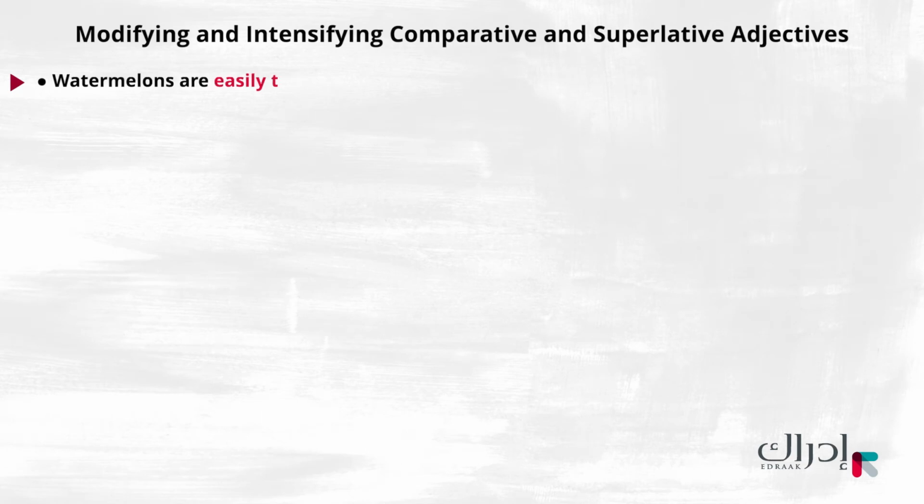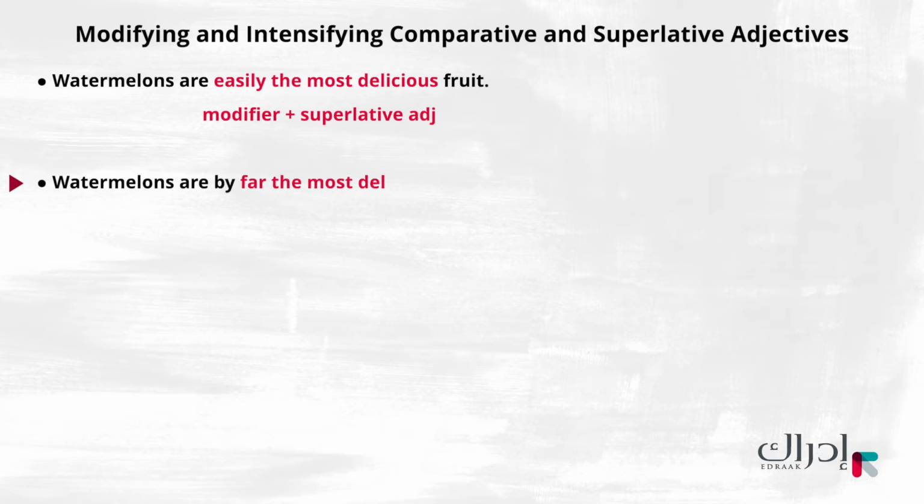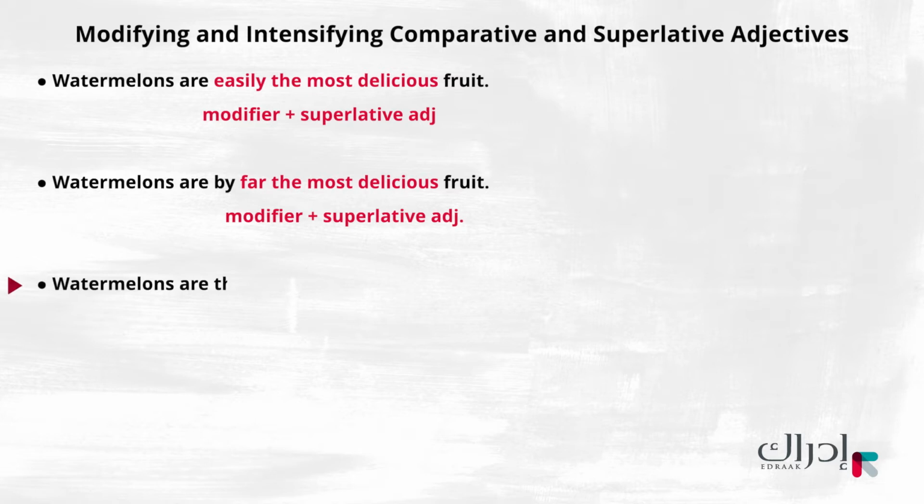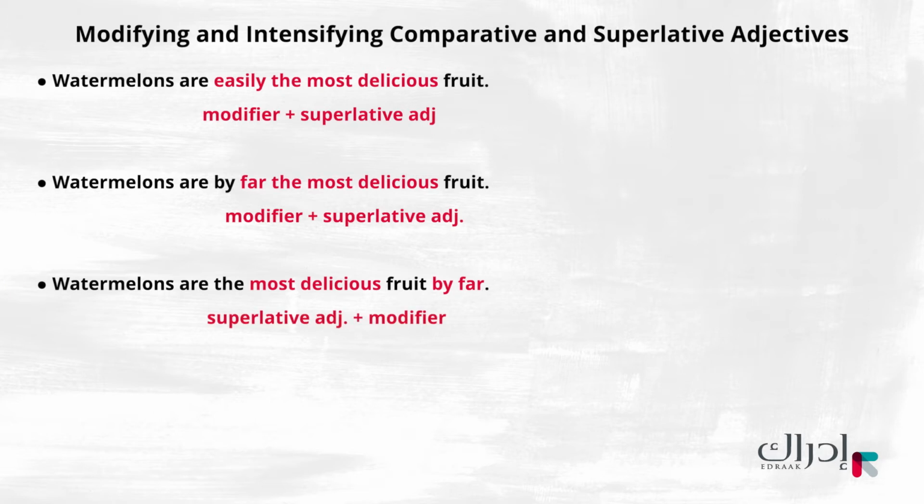Similarly, with superlative adjectives that use "most," we can use the same modifiers to show the extent. Again, let's talk about my favorite fruit, watermelons. Watermelons are easily the most delicious fruit. Watermelons are by far the most delicious fruit. But we can also say, watermelons are the most delicious fruit by far. Notice that with "by far," we can modify the superlative at the end of the sentence. It's like a final emphasis of the great extent.